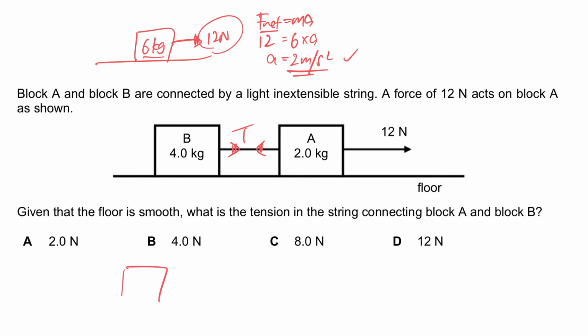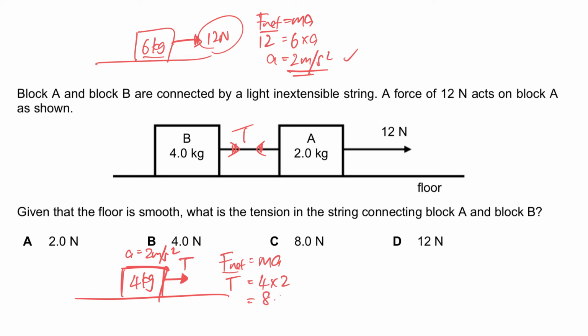If I draw the free body diagram, you just focus on block B, that is 4 kg, and the only force acting is your T. And the acceleration, which you found already, is that the whole system is moving to the right with an acceleration of 2 meters per second squared. So just looking at this free body diagram, I can apply F net equals MA. The only force acting on the 4 kg block is the T, the unknown tension of the string. The mass is 4 kg, and the acceleration is the same. So you can get the answer. The tension is 8.0 Newton, so the answer is C.